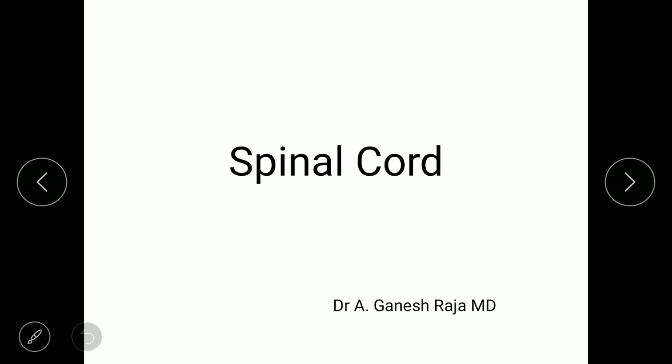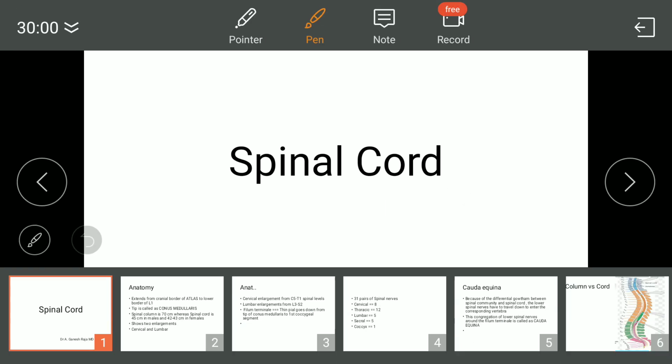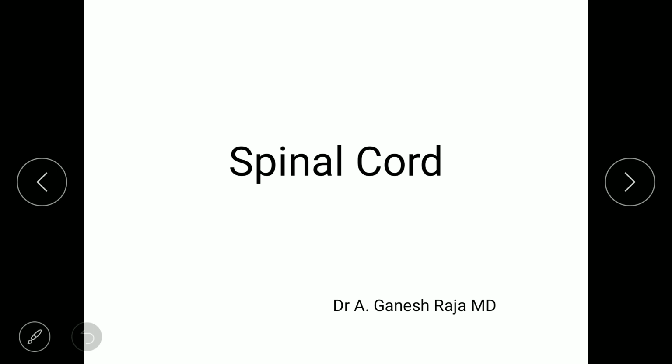Hi, this is a short presentation on spinal cord. Just the first 2 to 3 pages of spinal cord from Paul Braces. We all know that spinal cord case is one of the long case given for final year medicine. So we'll quickly go into it.